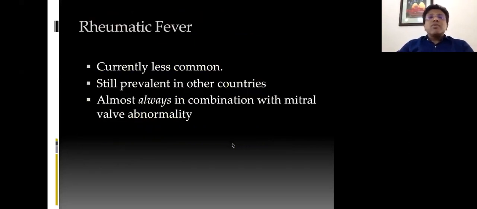The other important cause of aortic stenosis is rheumatic fever, which is currently less common in Kerala, but common in other countries. It's almost invariably associated with mitral valve abnormalities. So there's often associated mitral regurgitation or mitral stenosis.